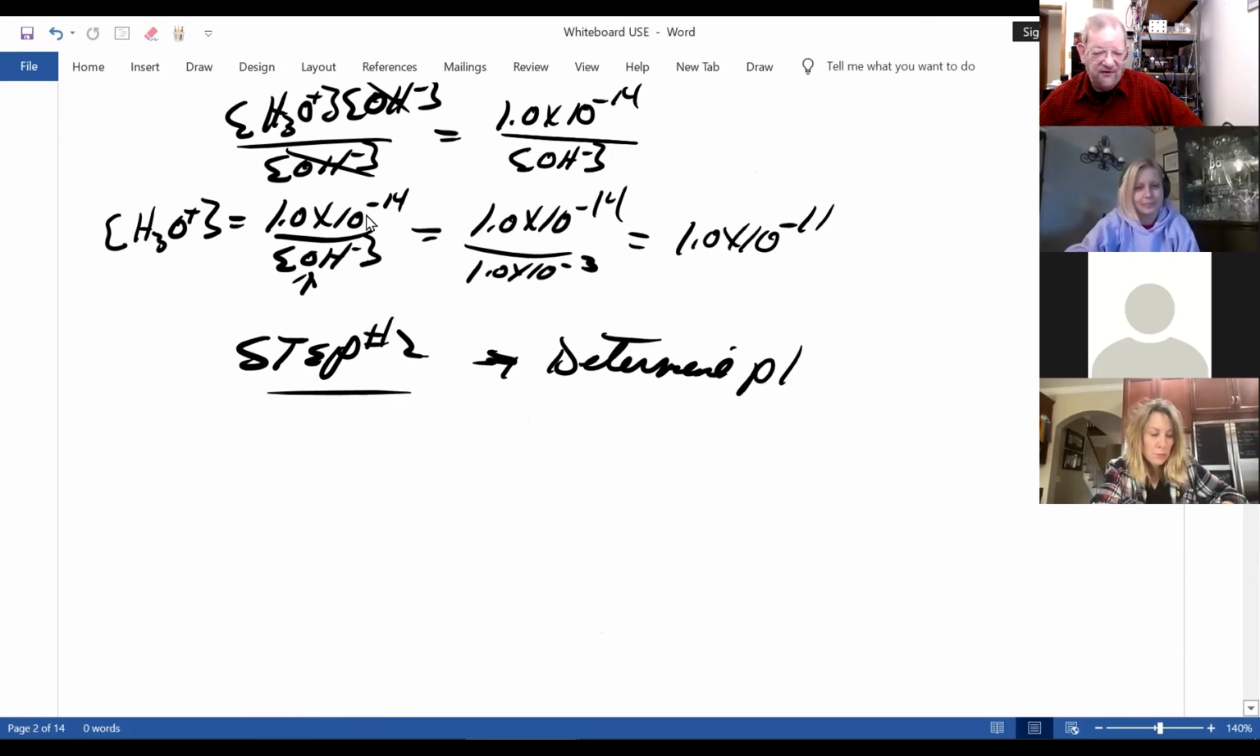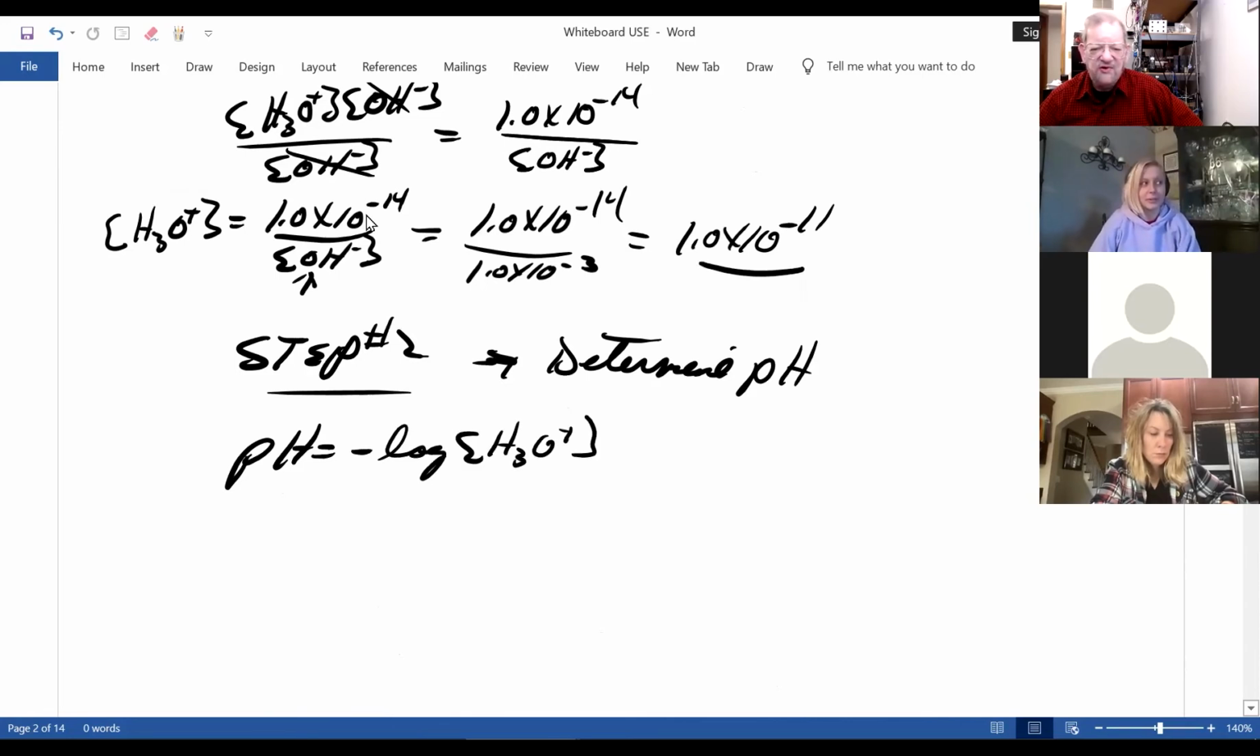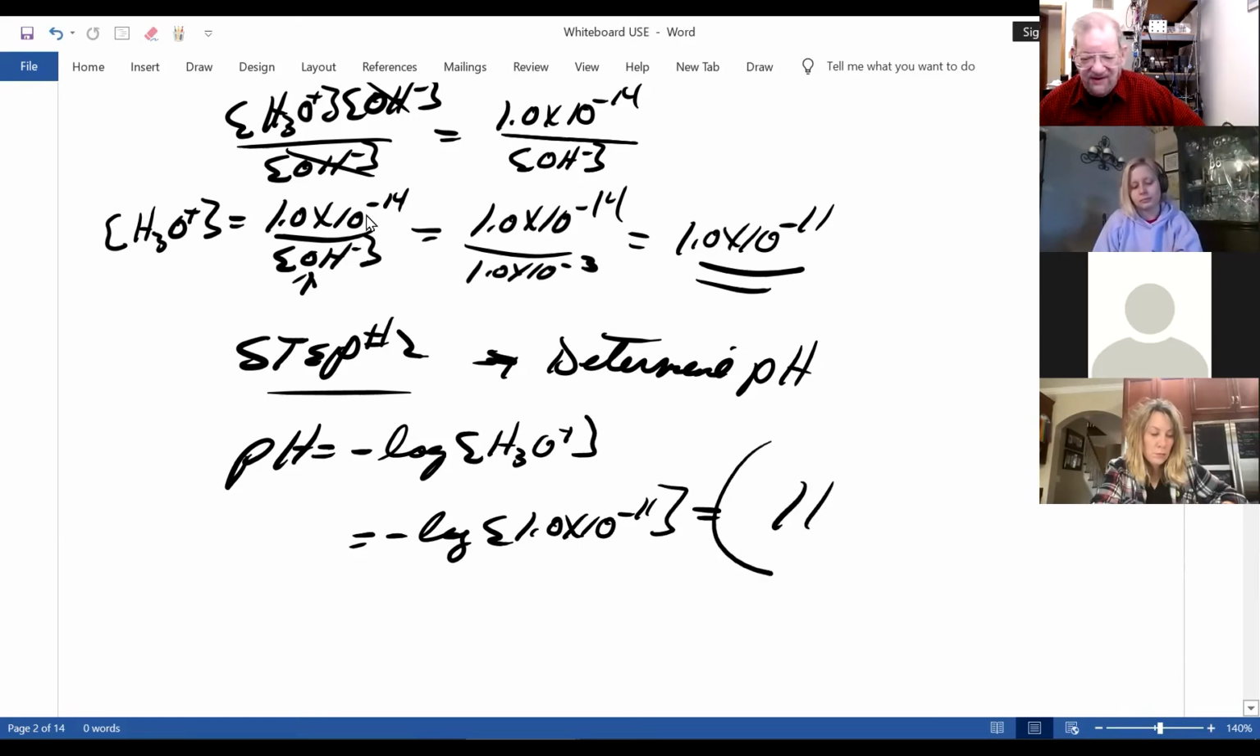Determine or solve for the pH. pH equals minus the log of the hydronium concentration, which we just figured out right there. So I'll put in minus the log of 1.0 times 10 to the minus 11. And this is equal to 11. And that's our answer. By the way, that's basic. It's above 7.